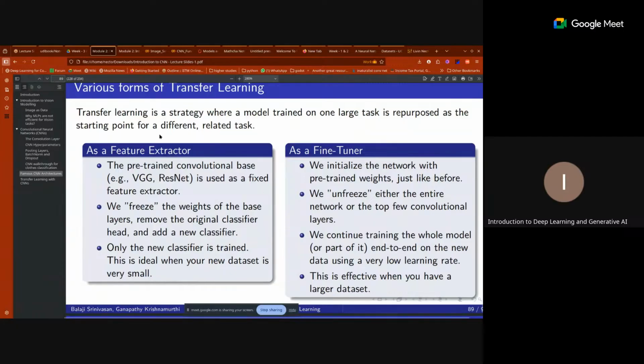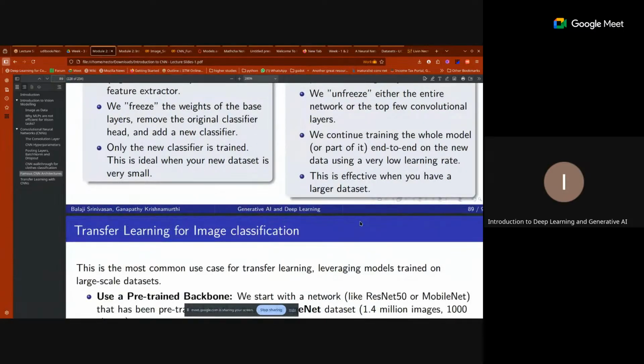Sometimes this method does not perform very well for our particular task. Maybe for the same task with a different classification, it will work well. But sometimes our task will be different, our data set will be totally different. Then we go for this fine tuning methodology, where we unfreeze a certain number of weights and then retrain the whole network again, or a certain part of the network again. This is what we call fine tuning.